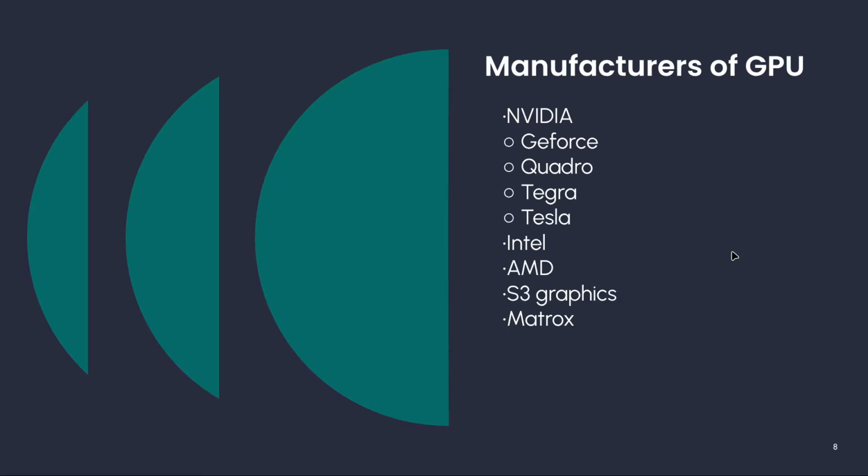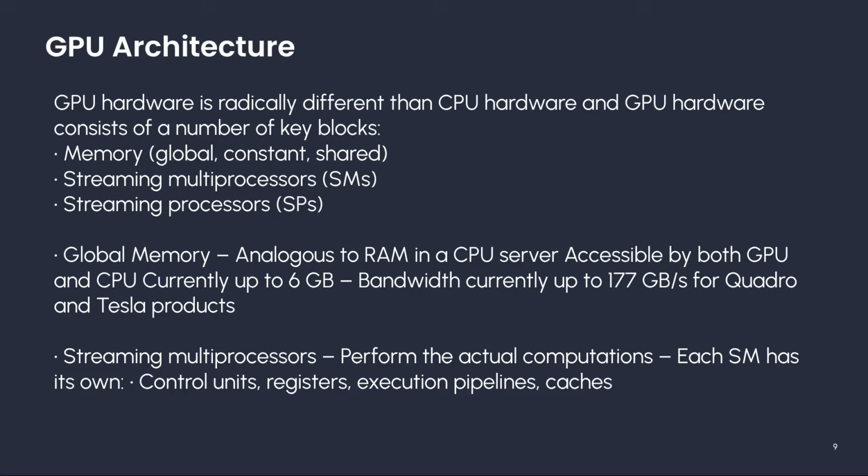So manufacturers of GPU: NVIDIA has all of these, GeForce, Quadro, Tegra, Tesla. These are all the architectures. आता RTX पण चालू आहे ray tracing वाला. Then you have Intel, AMD, S3 Graphics and Matrox. The latter two are not that popular. Mostly हे three players आहे NVIDIA, Intel and AMD, in which NVIDIA is the leading company of GPUs.